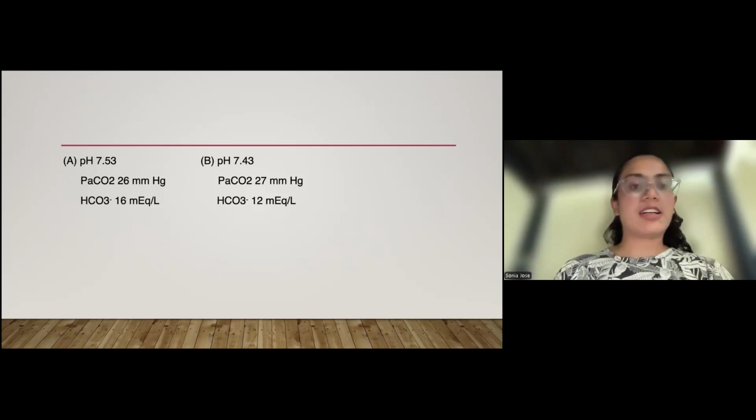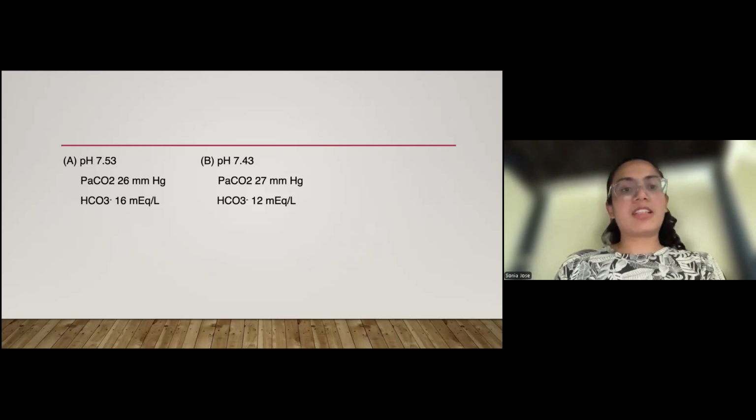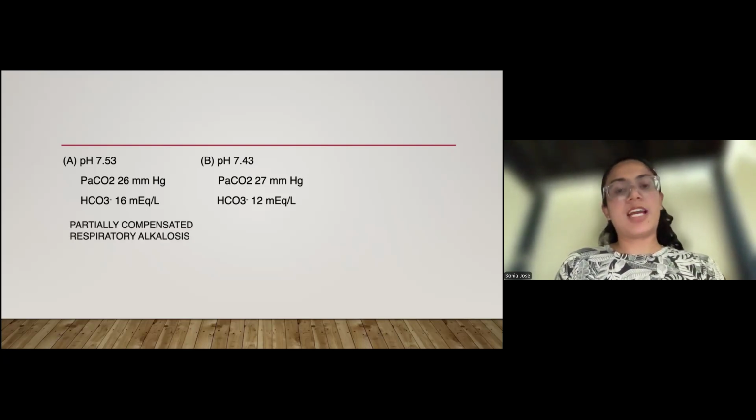Here the HCO3 has reduced from the normal range in order to bring the pH back to normal, but still the pH is on the alkalotic side, greater than 7.45. So it is a partially compensated respiratory alkalosis.